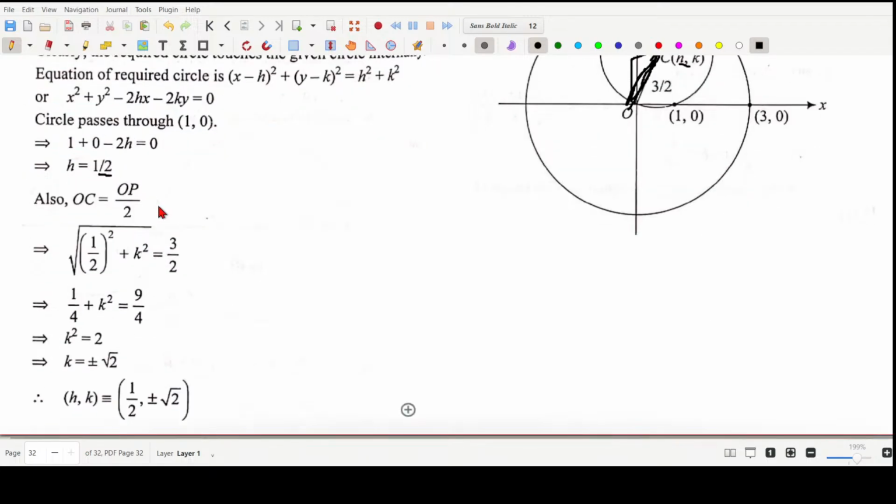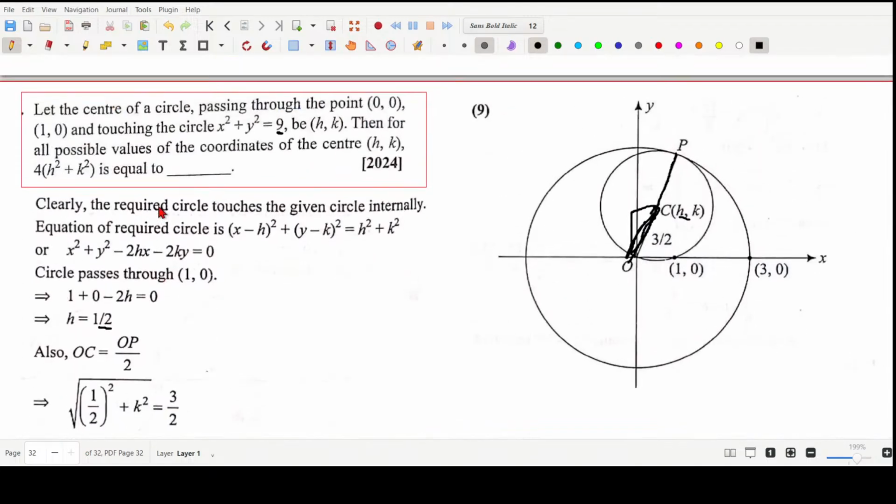We are done. This is the final slide. So with this, we have finished all the 23, 24 questions that came in JEE Mains, all shifts in 23 and 24.